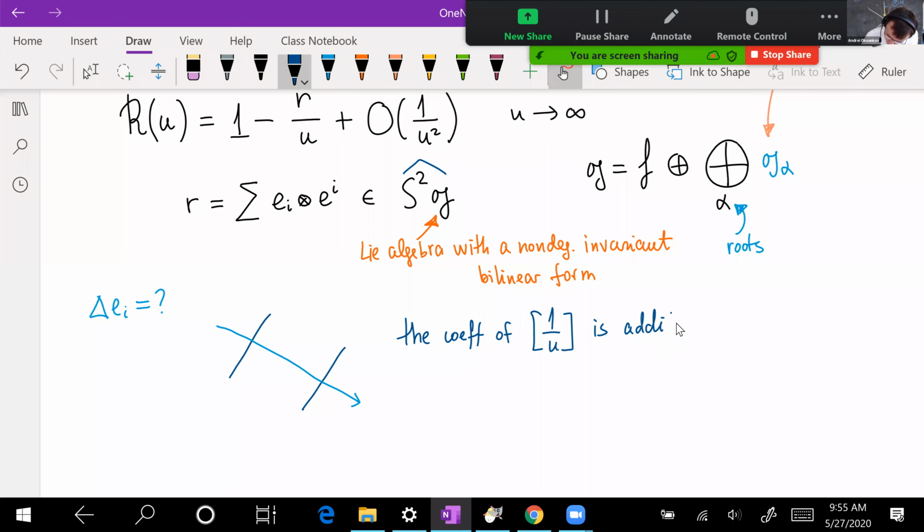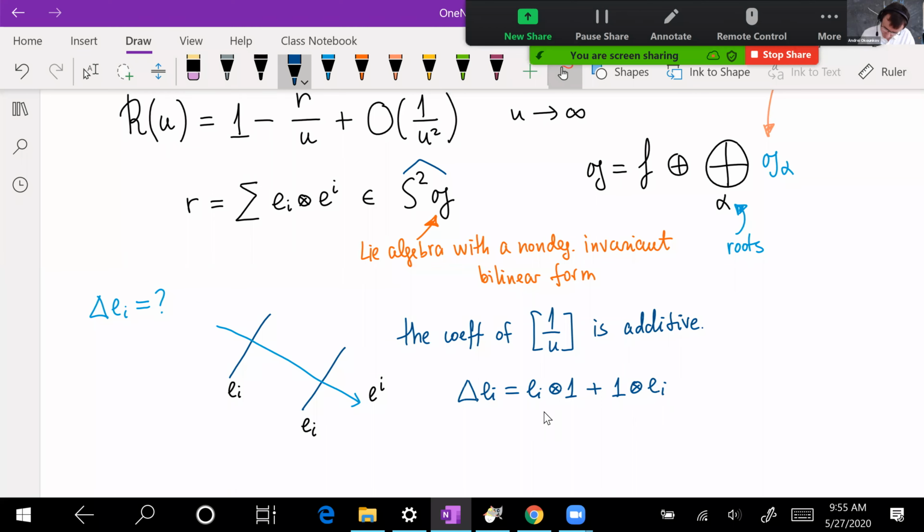It is additive, right? If we multiply two matrices and extract the coefficient, to define the coproduct we first need to find some matrix element which gives us this E_i in the other channel. So we put a matrix element that acts as a dual vector here. Then when we compute the coefficient of 1 over u, we get a sum from here and here. That means the coproduct of E_i is E_i tensor 1 plus 1 tensor E_i.